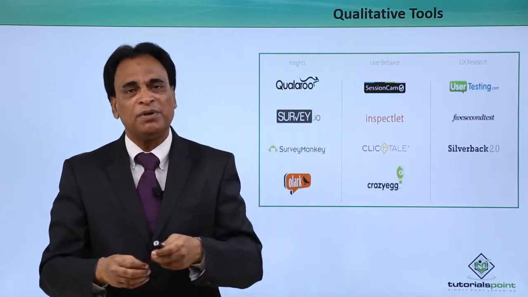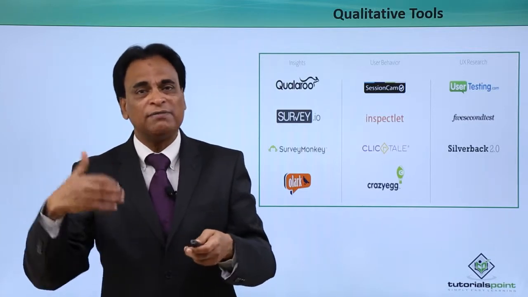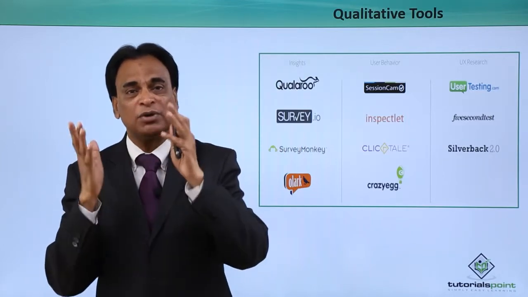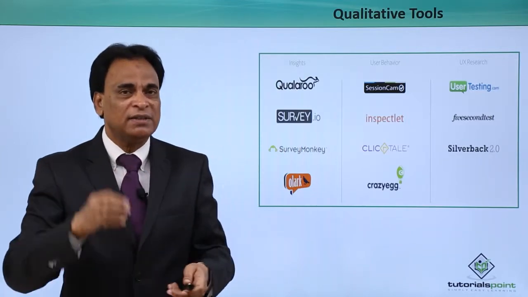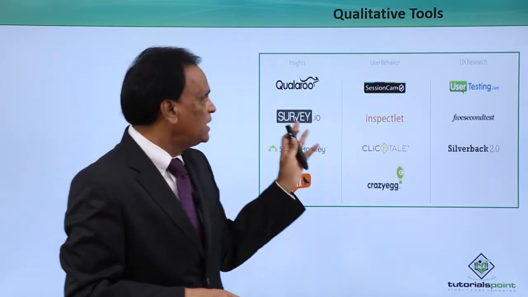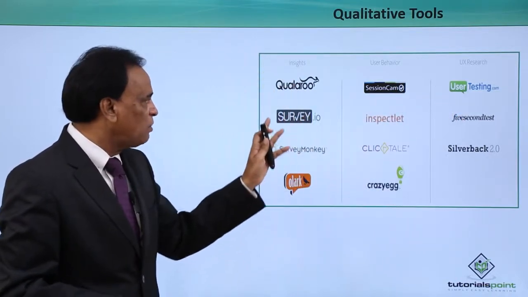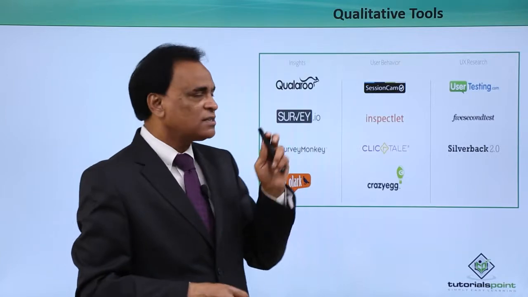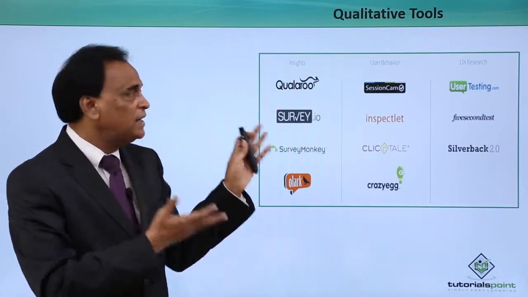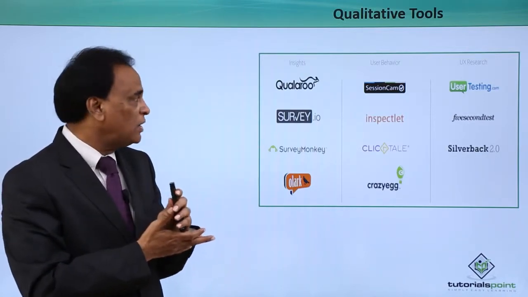Let us say, for example, you got a traffic of about 5,000 per day yesterday, and today the traffic has dropped to 4,500. These tools will tell us why the traffic has dropped. This why is an extremely important point. In qualitative tools, we have got insights, user behavior and user experience. In insights, we have got Qualaroo, SurveyMonkey and Survey.io, extremely important tools to get insightful information related to a particular website or a landing page.